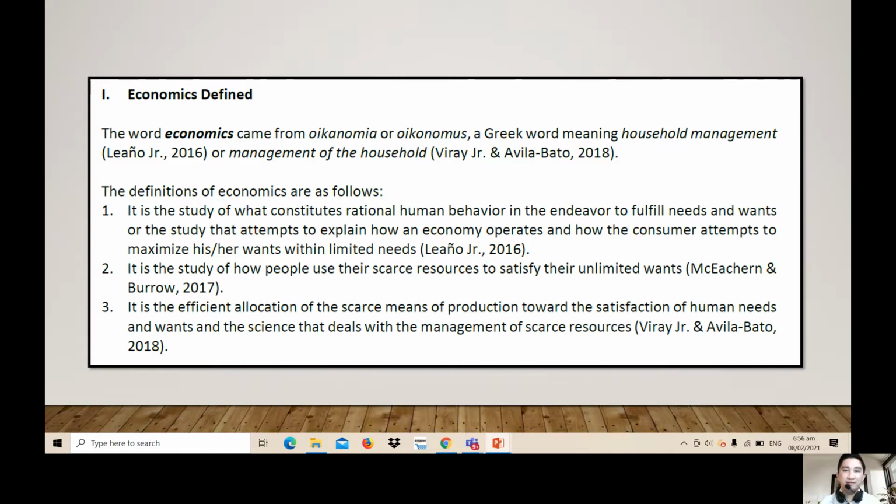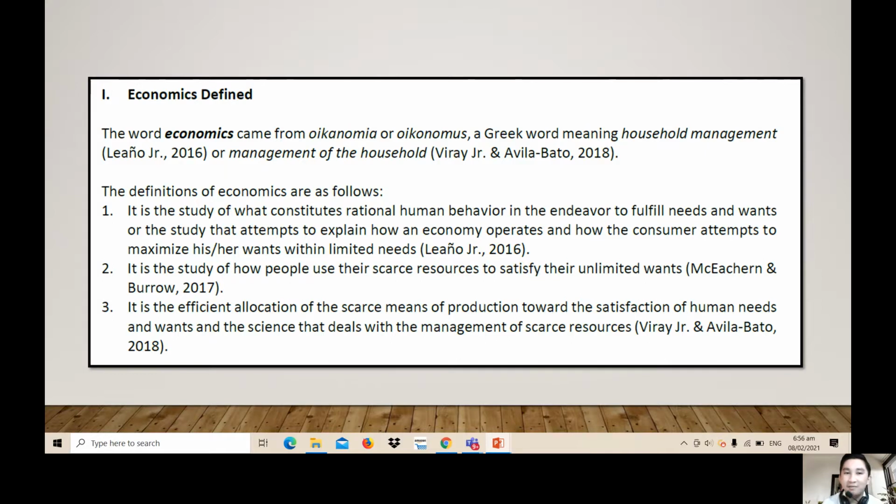Okay, so to fulfill the needs and wants, kasi ang dami kasing needs at saka wants yung tao, right? This attempts to explain how an economy operates. Okay, paano ba nagde-decide yung economy natin? What are their behaviors kapag may mga sudden changes in the prices? Or how the consumer attempts to maximize his or her wants within the limited needs.